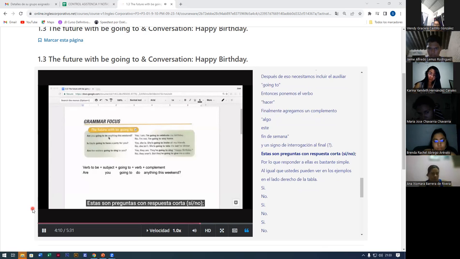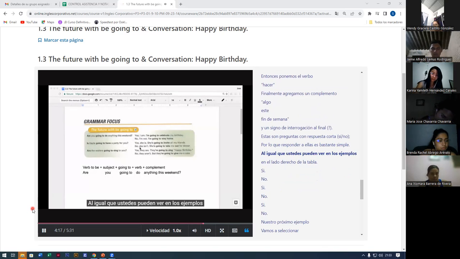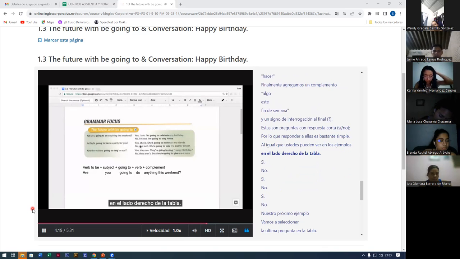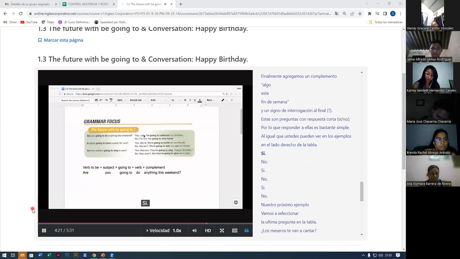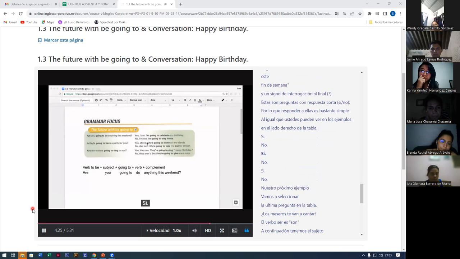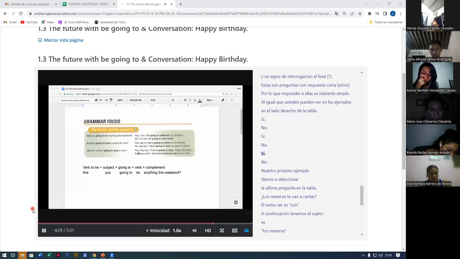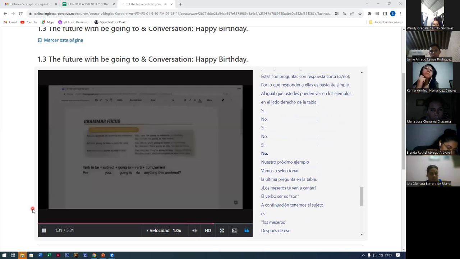These are yes or no questions. So to answer them, it's quite simple. Just like you see on the examples towards the right-hand side of the chart. Yes, I am. No, I'm not. Yes, she is. No, she isn't. Yes, they are. No, they aren't.